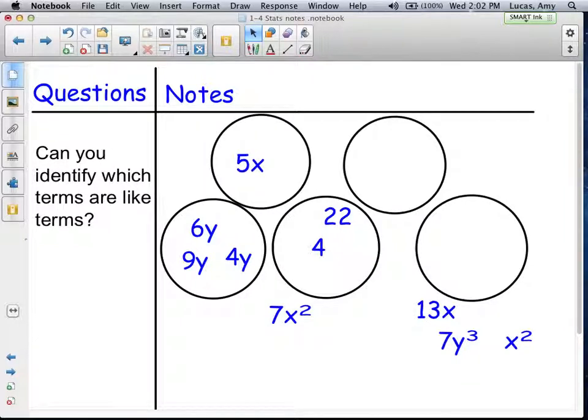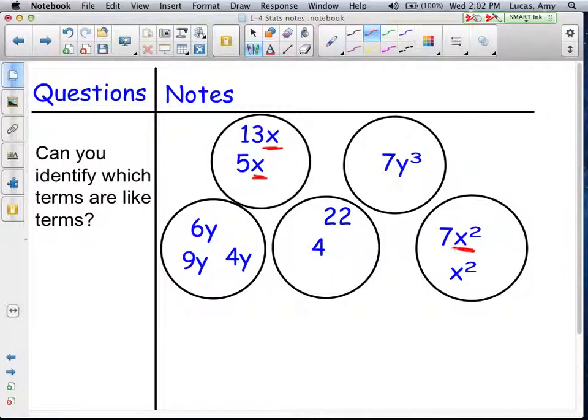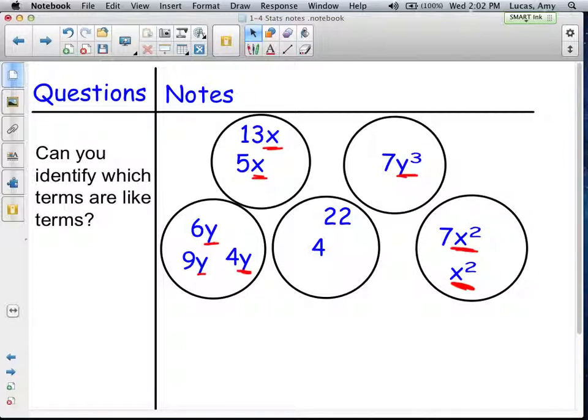5x starts a new circle. 13x can go with that. 7x squared and plain x squared can go together. And 7y to the third is all by itself. Remember that the variable part has to be exactly the same in order for them to be like terms. So x squared is not the same as a plain x. y is not the same as y to the third. And the plain numbers, like the coefficients only, the constants, they're on their own.